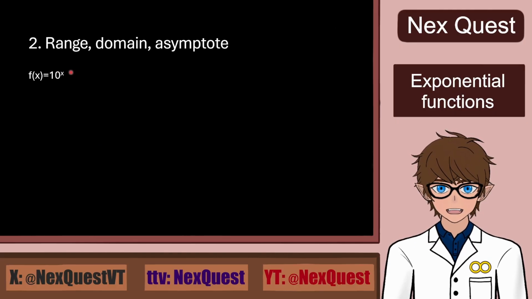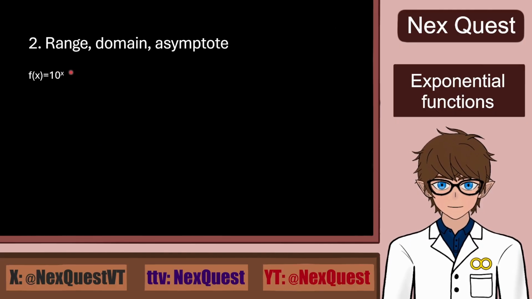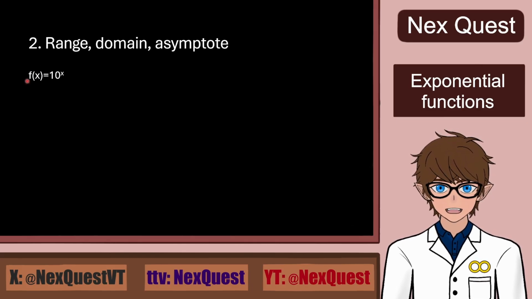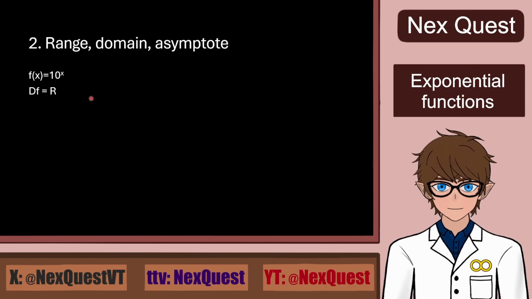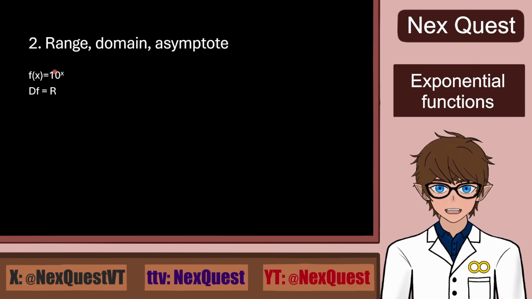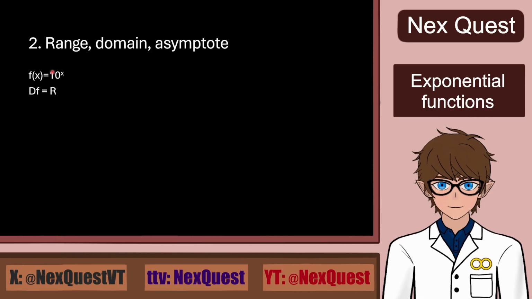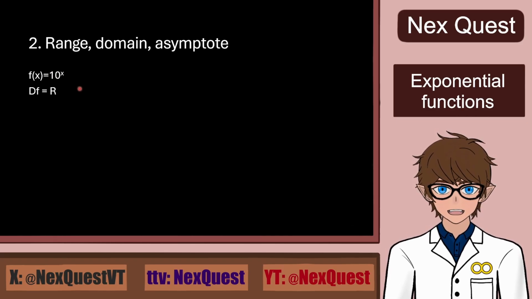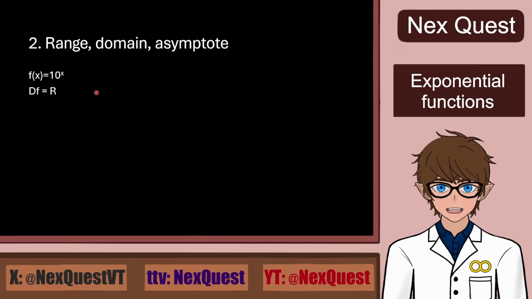For our second task, we had to analyze the function and determine the range, domain, and the asymptote. So we know that the domain of exponential functions is all real numbers. And then we have a that is greater than 1 and x that is positive, so the function will be growing, meaning that our lowest value will be 0. The bottom limit would be 0.